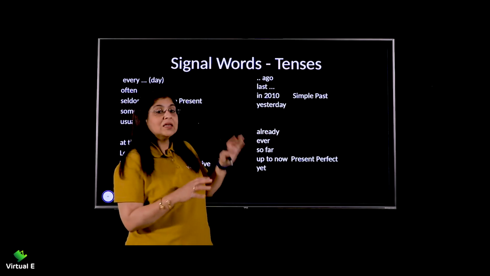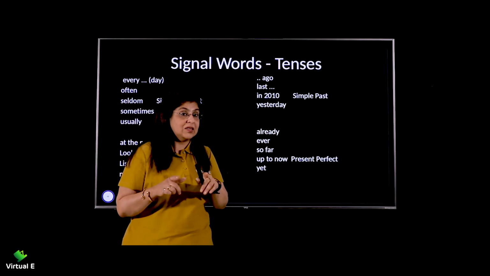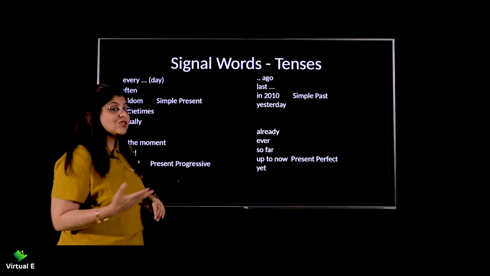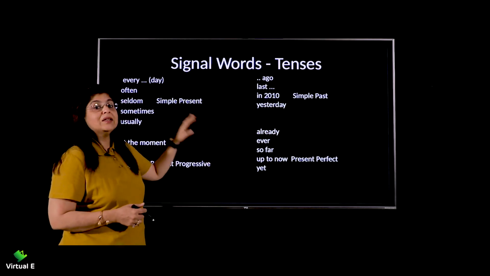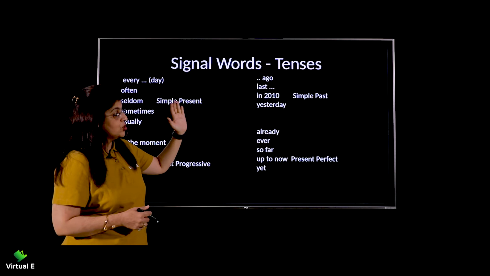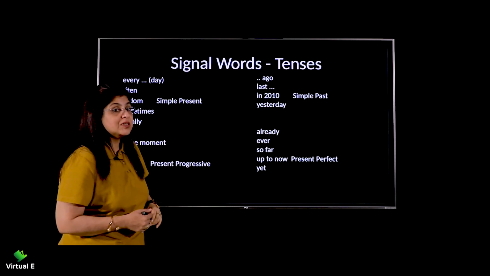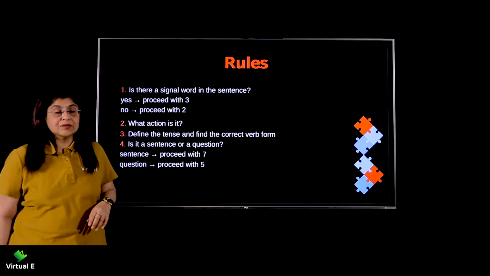So these signal words do help us to a very good extent if they exist. But if they don't, we are going to take care of the action that is happening. So let's move on. Do keep this in mind. Keep reading this time and time again so that you understand which signal words actually call for which tense. Right? So now let's move on to the rules.